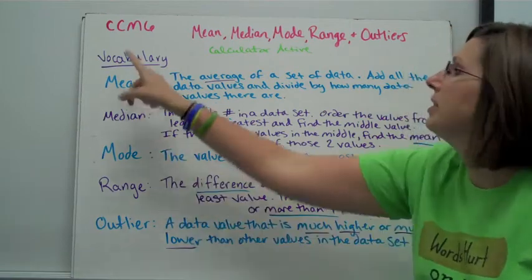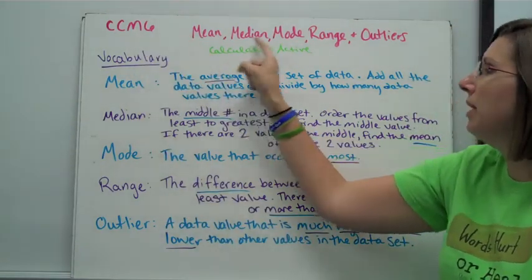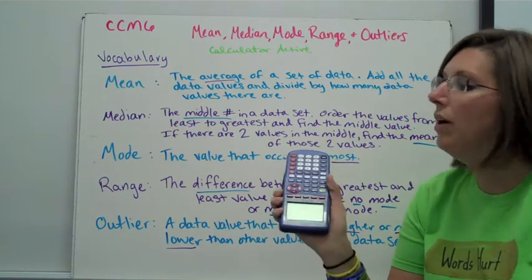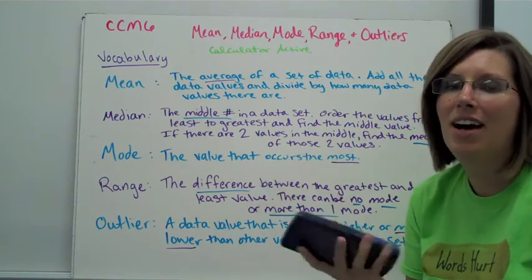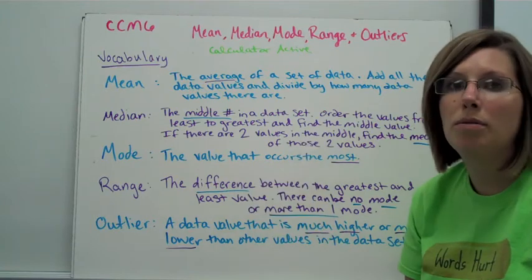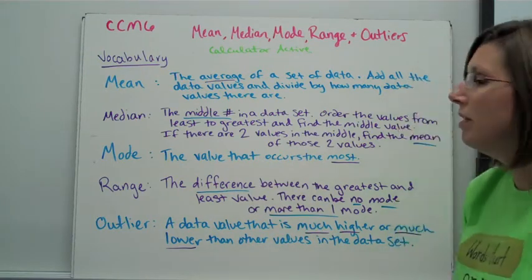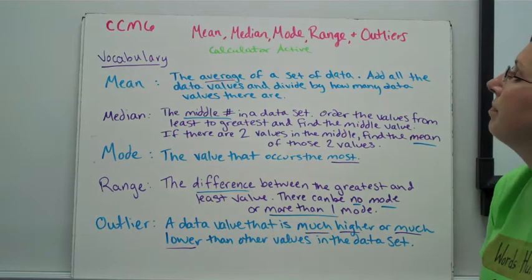Today we're talking about CCM 6: mean, median, mode, range, and outliers. Please make sure that you have a calculator handy when you start working these problems because you're going to need it, especially for the mean. Some vocabulary to go over.